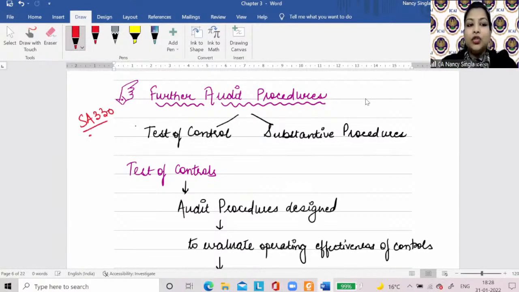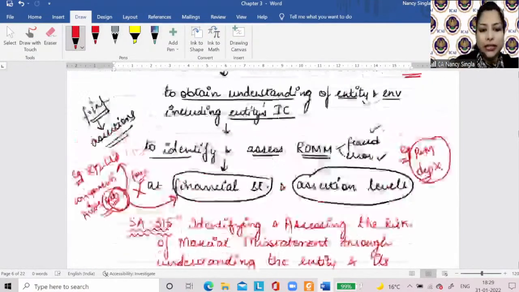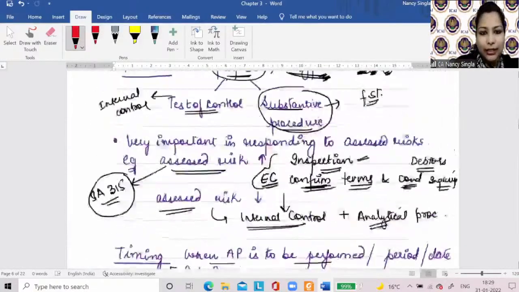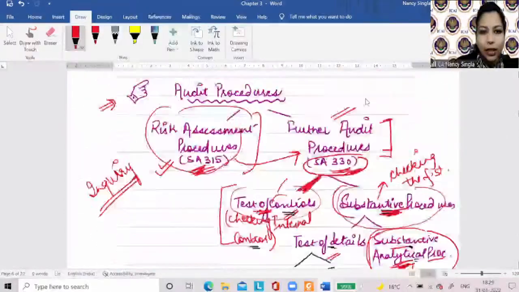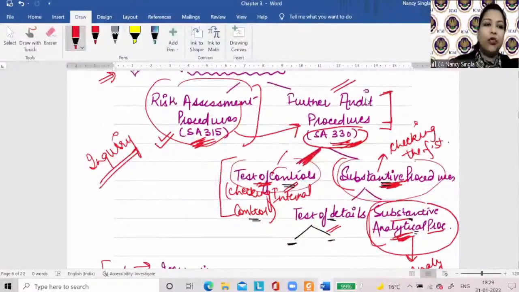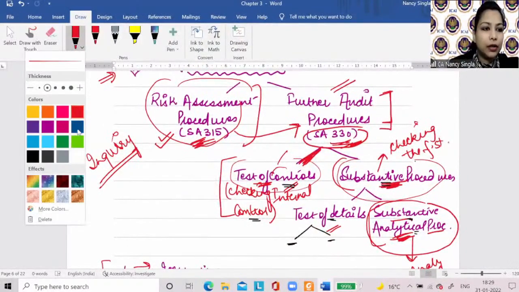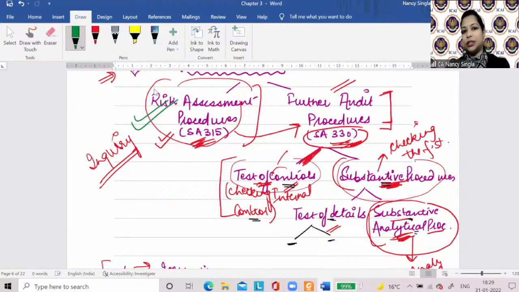ठीक है? So further audit procedures, and now we know that be it risk assessment procedure, be it test of control, substantive procedures, वो होता क्या है? Audit procedures. ठीक है? So let us just have a look at this. ठीक है? अभी तक what we have done, we have understood risk assessment procedures. ठीक है? कि risk assessment procedures होता क्या है?